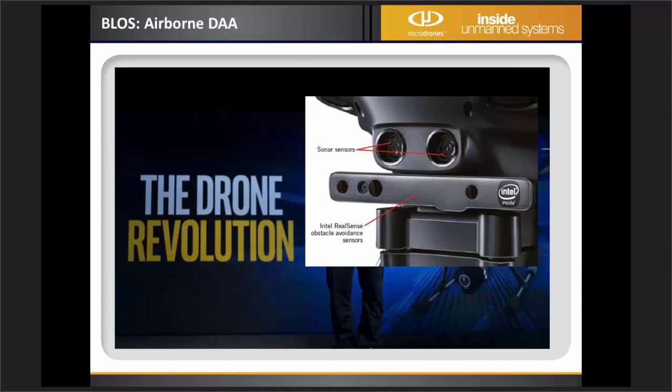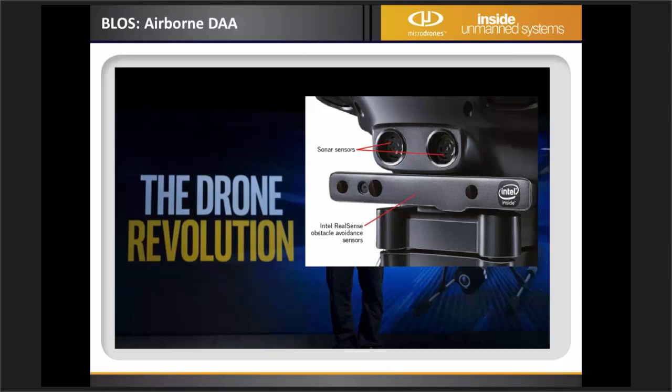It's essentially their old Kinect controller that allowed you to gesture in front of your TV for your Xbox. They've adapted it for UAS, and it works pretty darn well. And that may be a solution for short-range airborne detect and avoid. There's a whole bunch of other systems out there, and we can talk about them.